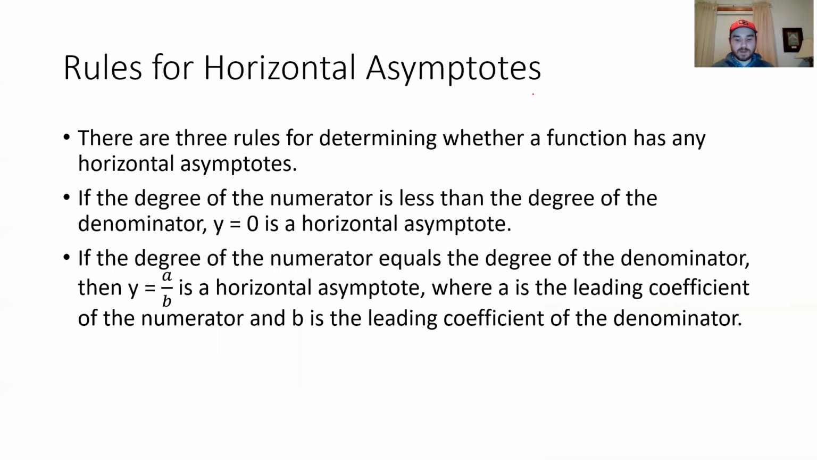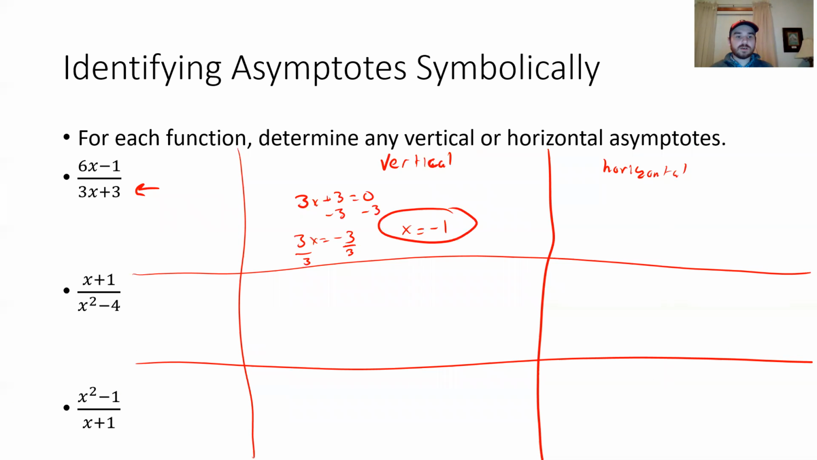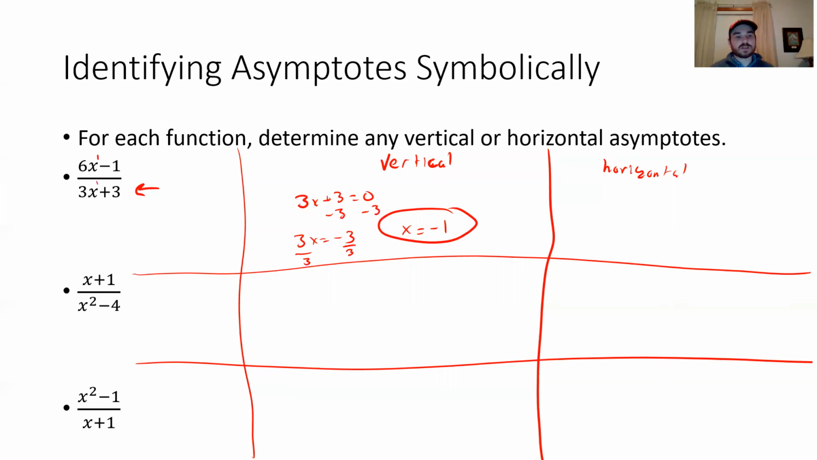So I would strongly recommend writing these down. If the degree of the numerator is less than the degree of the denominator, our degree of the numerator is 1, our degree of the denominator is 1, so it is not less, it is the same. If the degree of the numerator equals the degree of the denominator, so this is the one we want to use for this one, then y equals a over b is a horizontal asymptote where a is the leading coefficient of the numerator and b is the leading coefficient of the denominator.